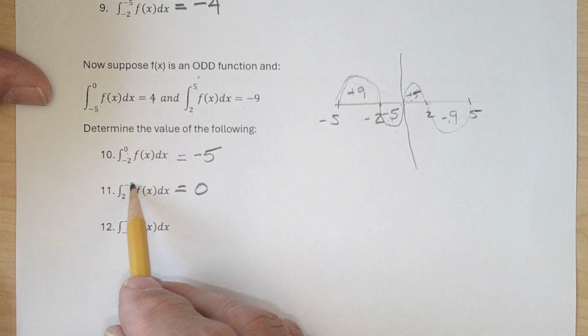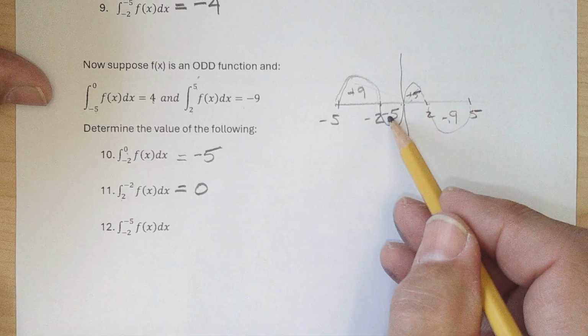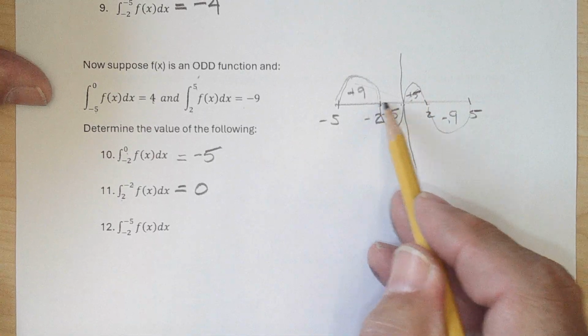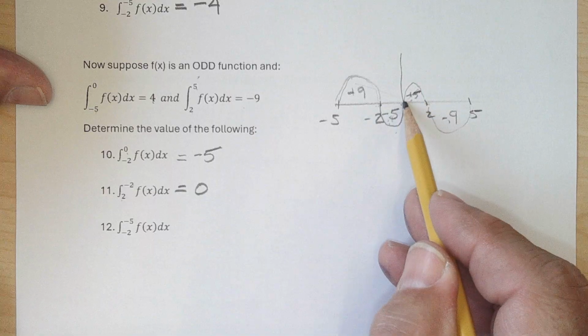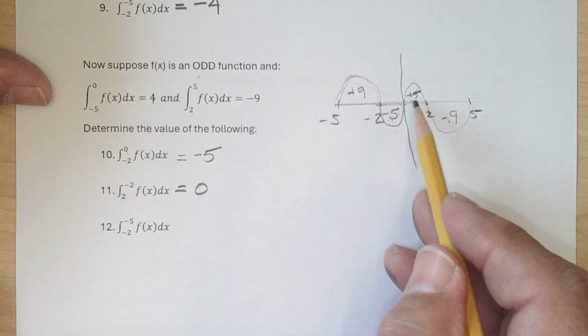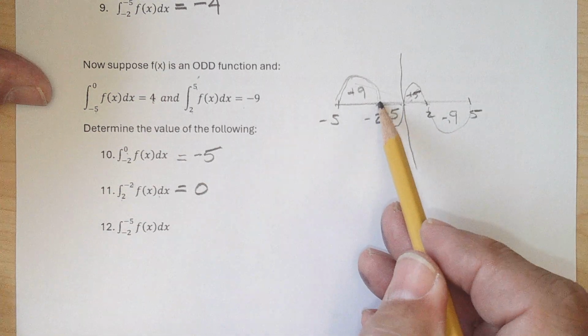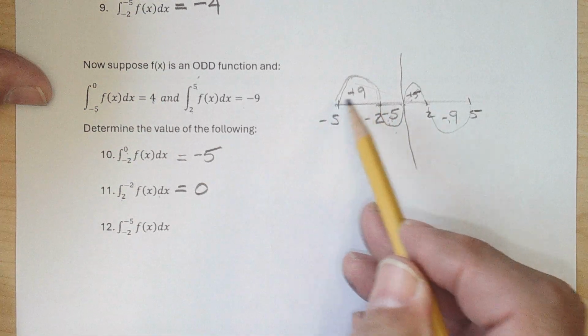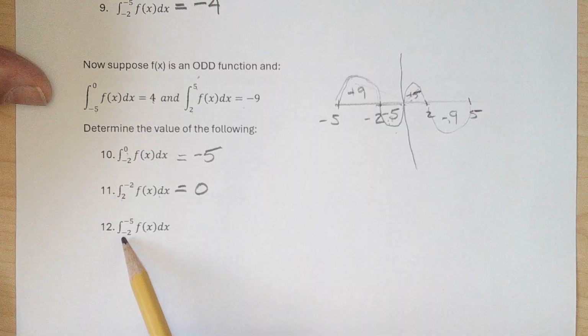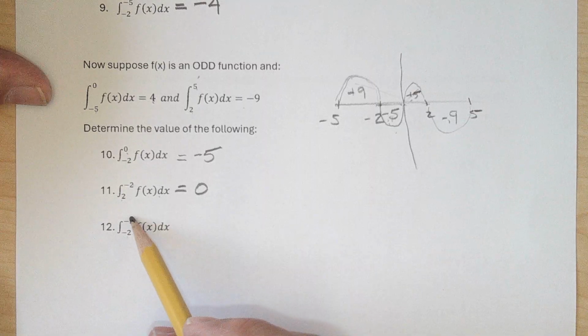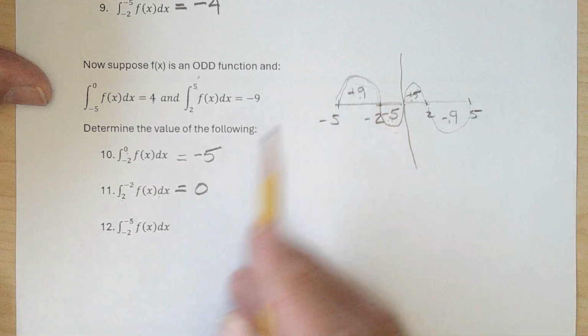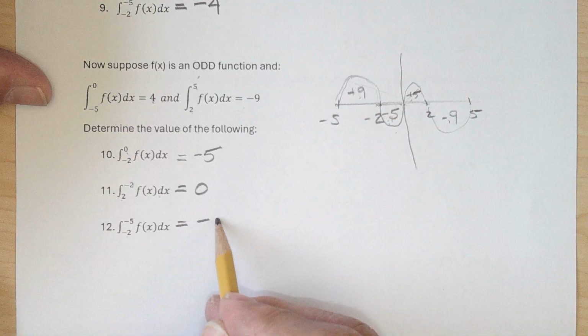So it doesn't matter that these are backwards, because on an odd function, they're going to cancel out on even distances from the origin. 2 on this side and 2 on this side, they're going to be 0. From minus 2 to minus 5, that's backwards. It should be minus 5 to minus 2. It says 9, so we have to call it negative 9.